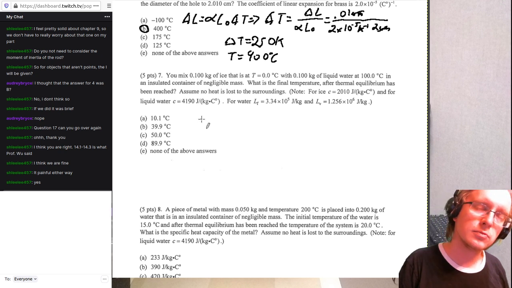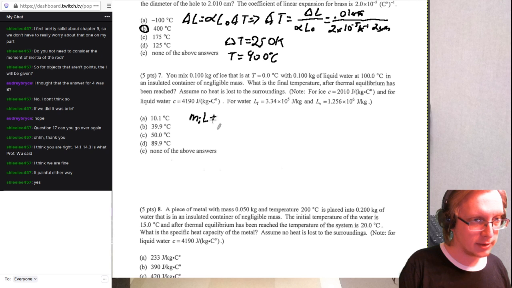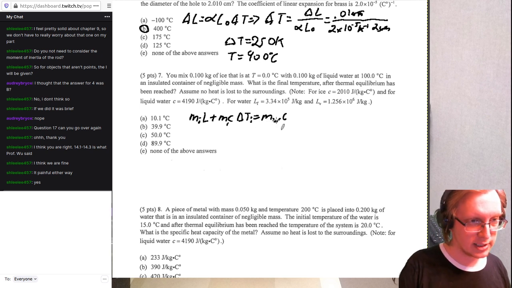So we need to melt the ice, and the water will be liquid water at 100 Celsius. We need to melt the ice, then increase its temperature a certain amount, MC delta T. And that is equal to M water C. This is delta T for the ice, and this is delta T for the water.